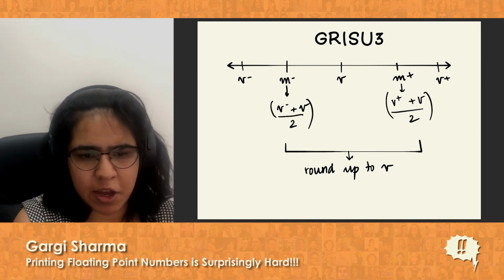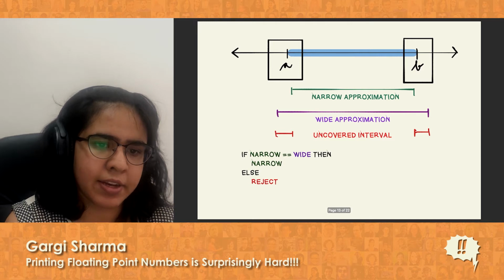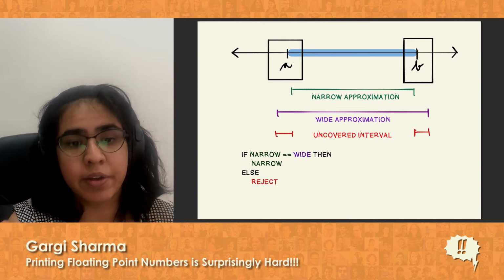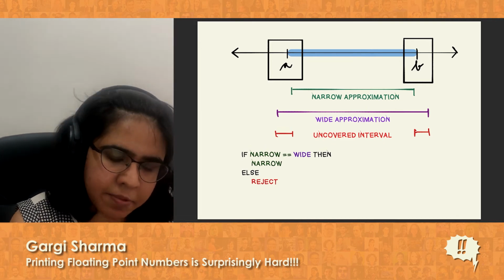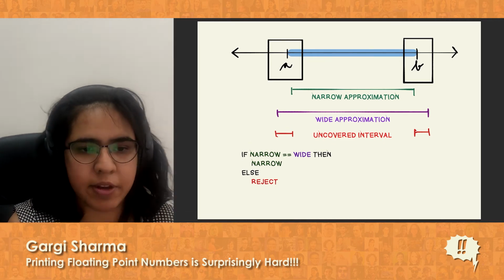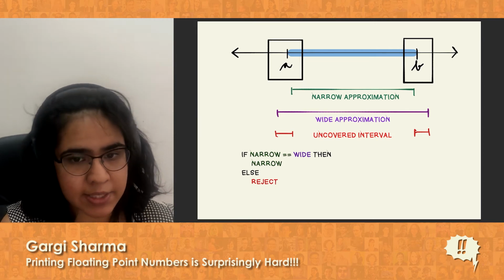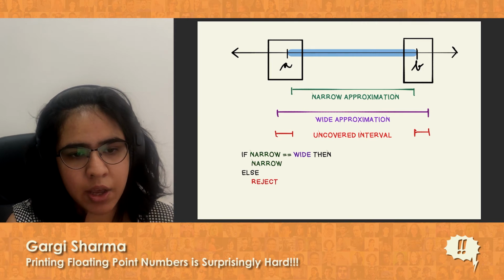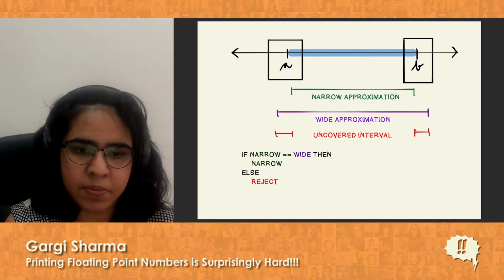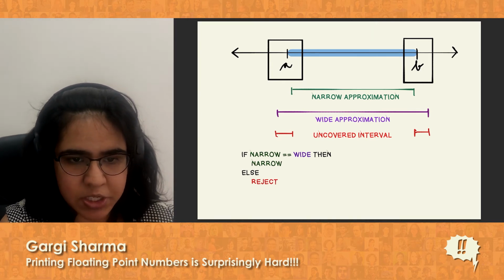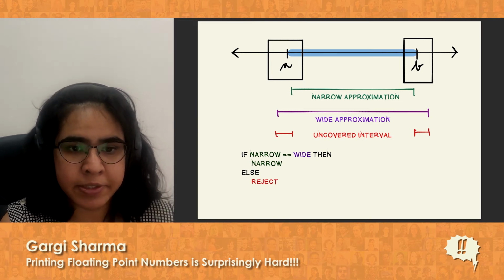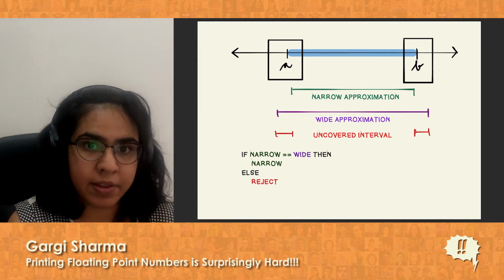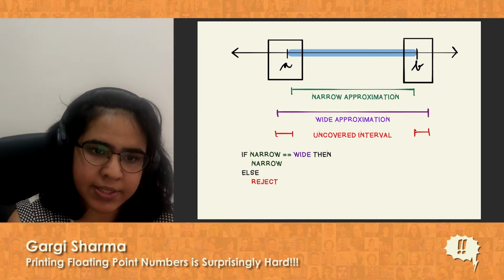So Grisu3 has a similar idea. You have v, and then you have the previous number, v minus on the floating point, and v plus, which is the next number on the number line, and you have m plus and m minus, which is the range in which all the numbers round to v. And in between this range we do a narrow approximation.